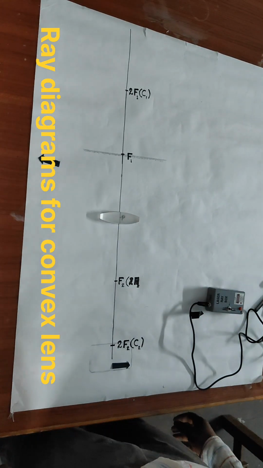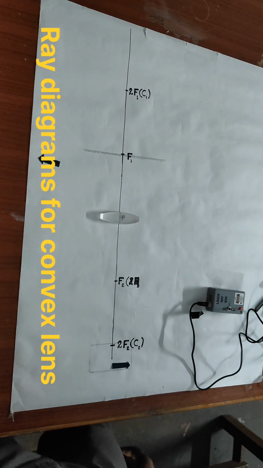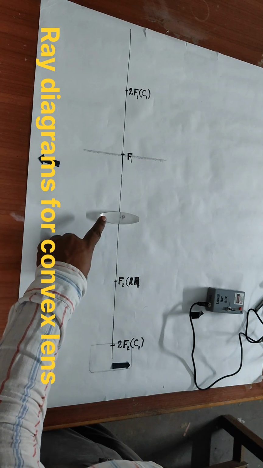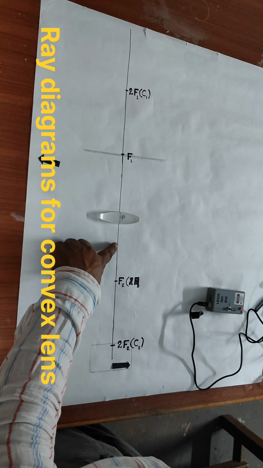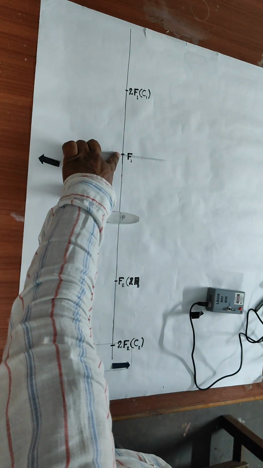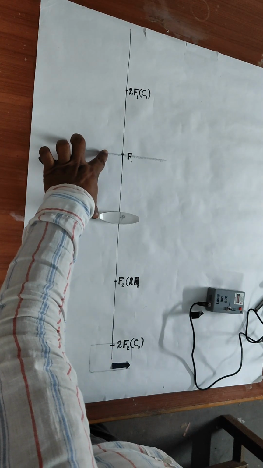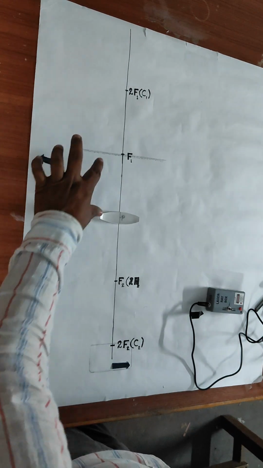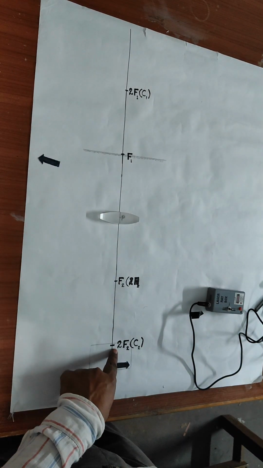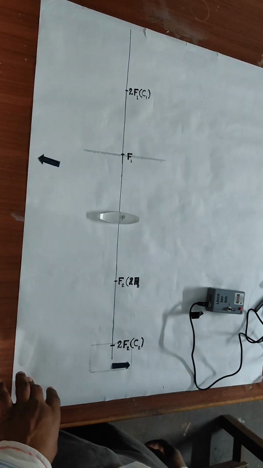Let us understand the ray diagrams for convex lens. To understand the ray diagrams, we have taken a convex lens here. This is the principal axis of this convex lens, and this is the focal point or focus, and the distance from the optic center to focal point is called focal length. This is 12 centimeters, and this is also a focal point. This is the center of curvature, and this is one more center of curvature of this convex lens.